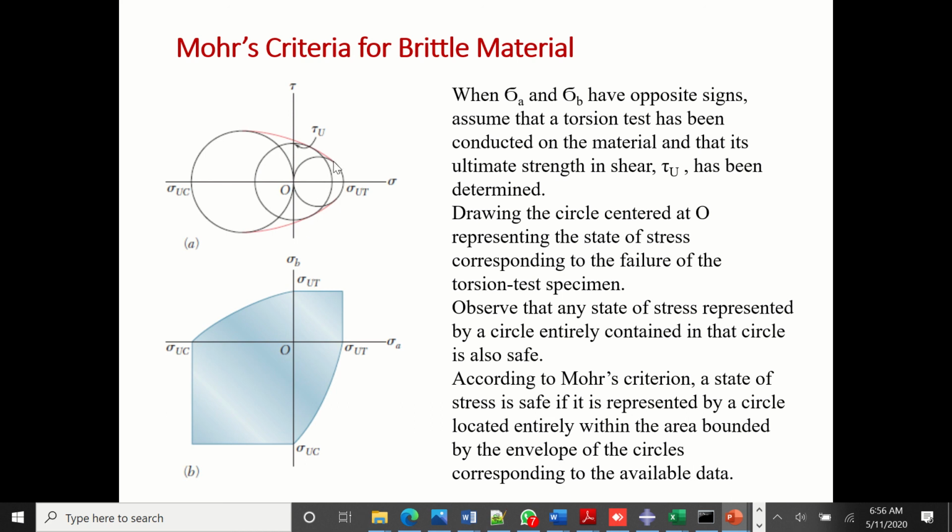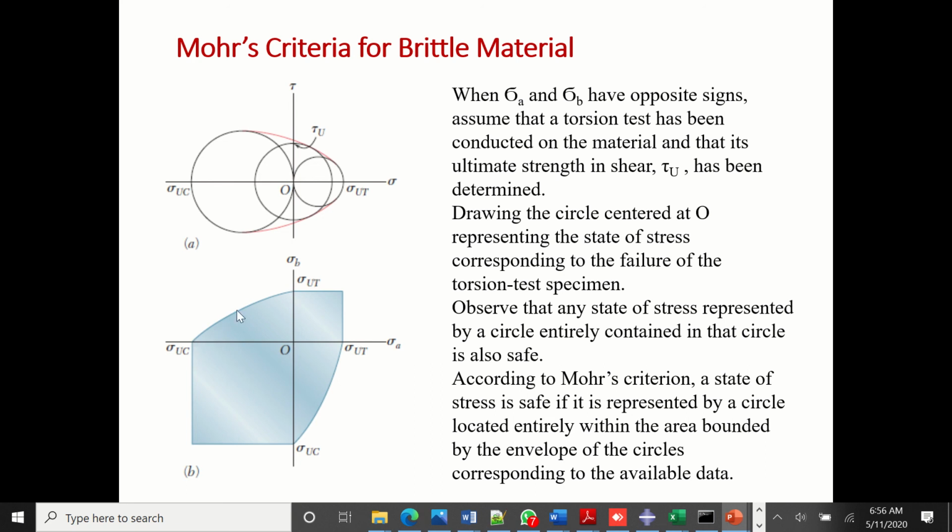So connecting this point of the circle and through this point, this makes some area, and any circle which is drawn inside this area will be considered as the safe state of the stress. On another graph it will be shown like this, for the positive and negative, where one stress is positive and the other one is negative. So it will be like this.